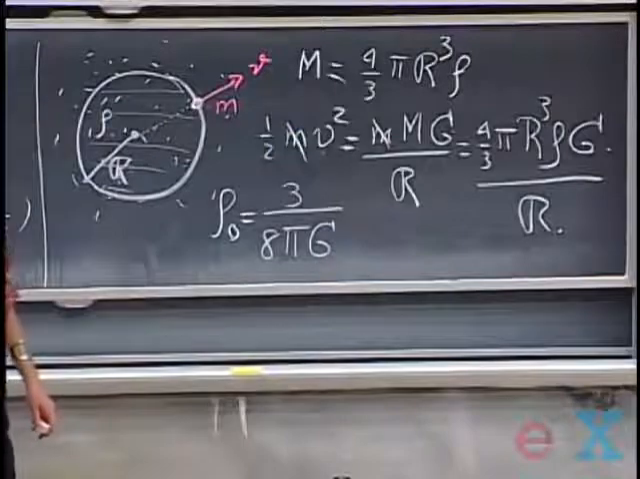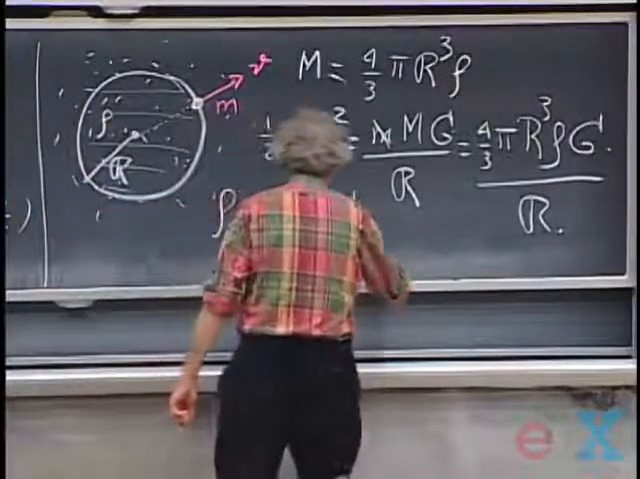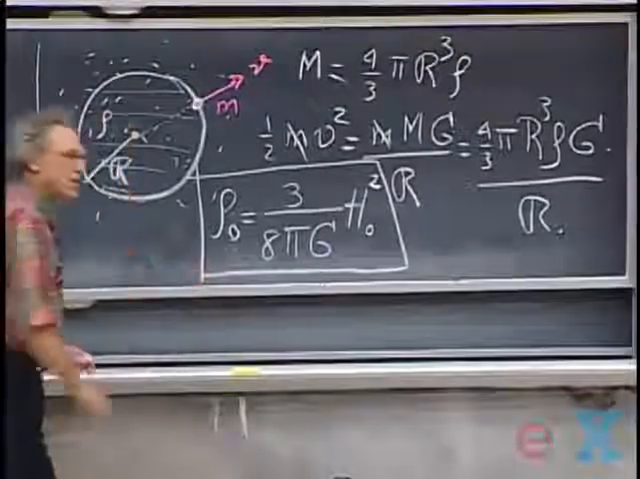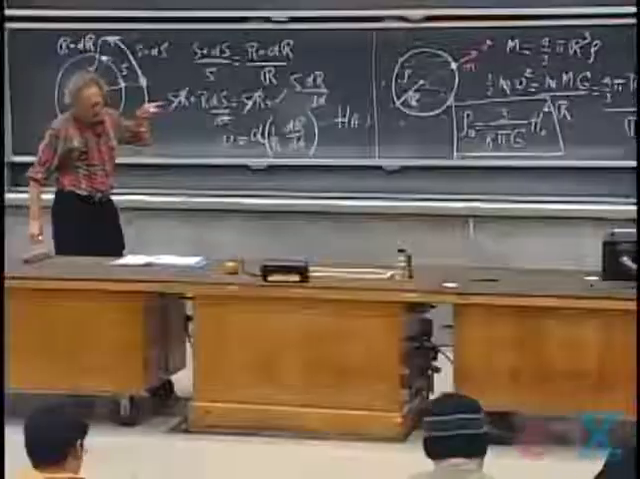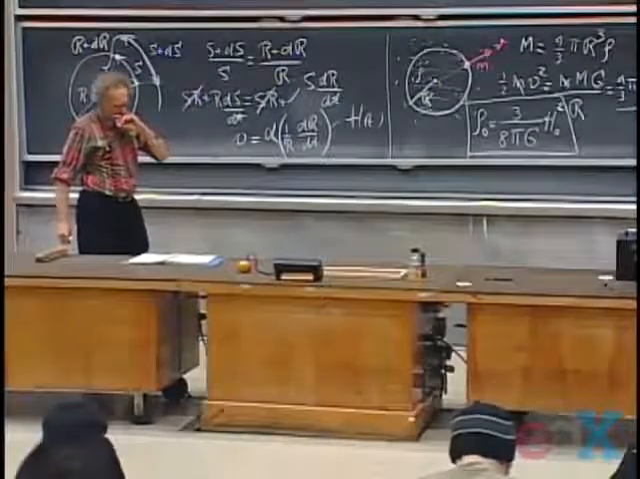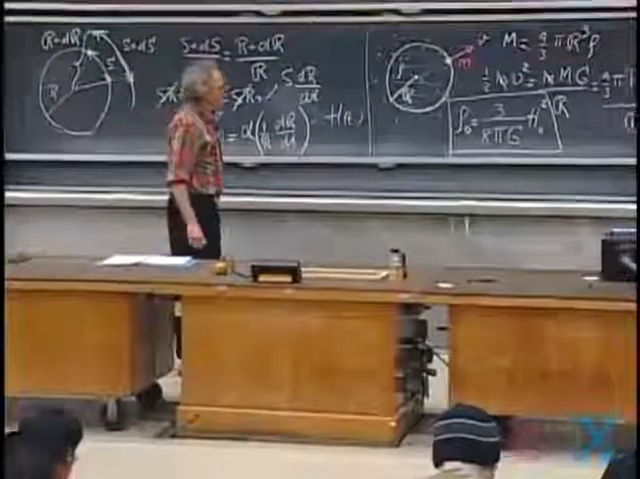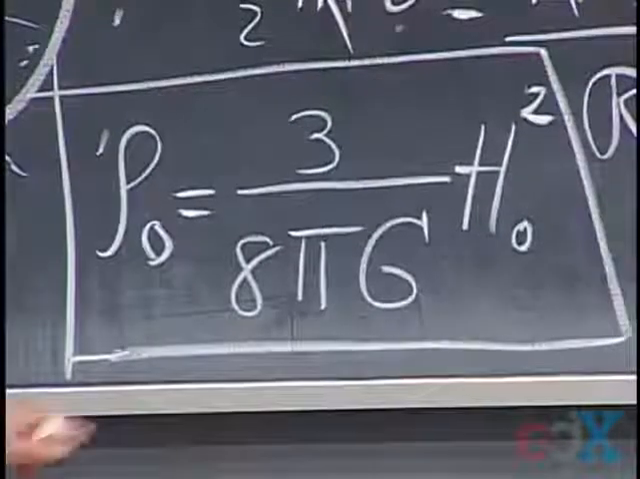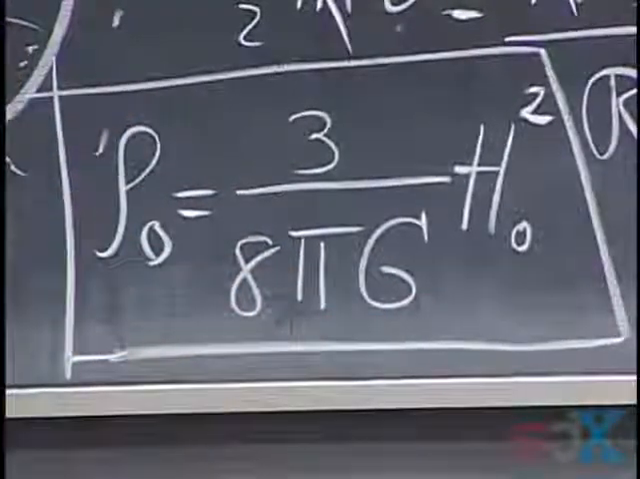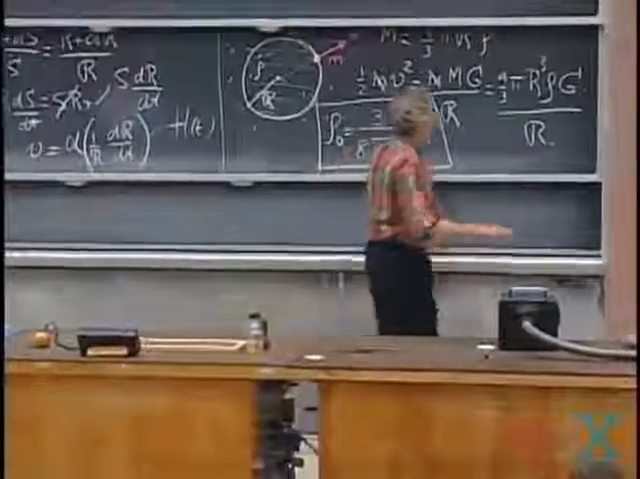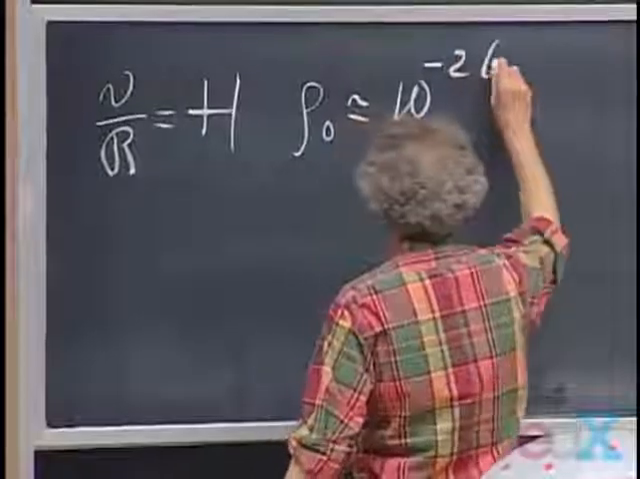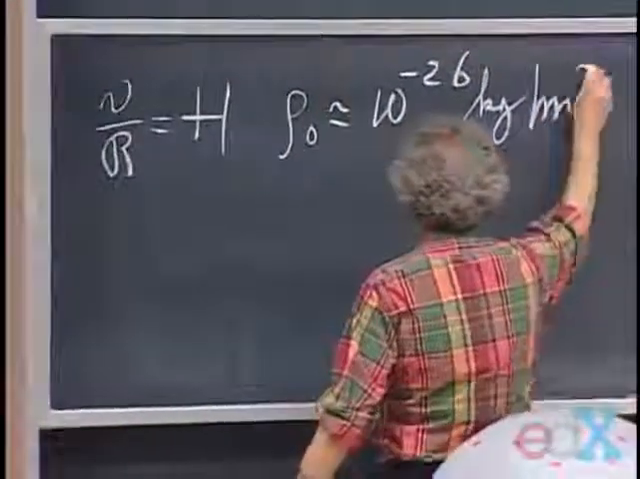I get a G there, and I get H0 squared. And so this tells me that if the average density of our universe is larger than this value, then our universe will come to a halt and will collapse. And we can calculate that value, because we know H0, we think we know G. And so you will find, I'll write it down here, that rho 0 is about 10 to the minus 26 kilograms per cubic meter.